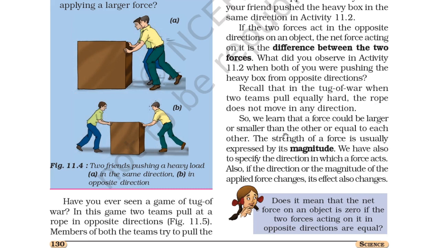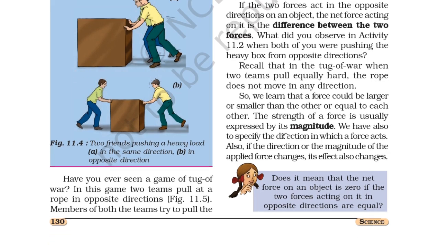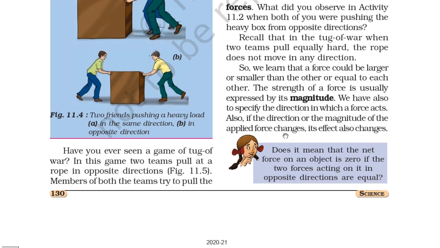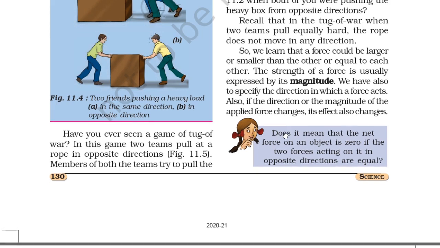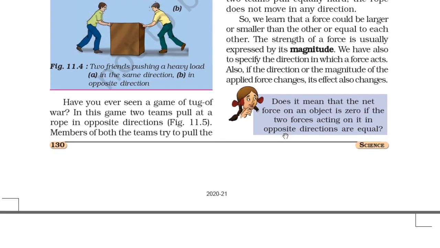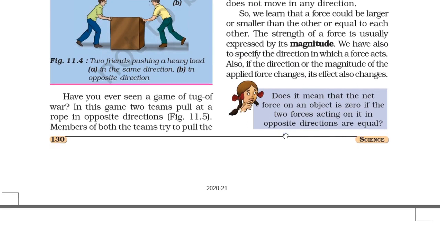So we learned that a force could be larger or smaller than the other or equal to the other. So the strength of the force is usually expressed by its magnitude. We also have to specify the direction in which the forces act. If the direction or the magnitude of the applied force changes, its effects also change. So, does it mean that the net force on an object is zero if the two forces acting on it in opposite directions are equal?